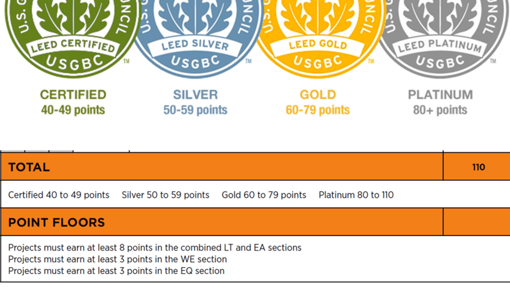There are point floors for every credit. Projects must earn at least 8 points in the combined location and transportation and energy and atmosphere sections. Projects must earn at least 3 points in the water efficiency section. Projects must earn at least 3 points in the environmental quality section.